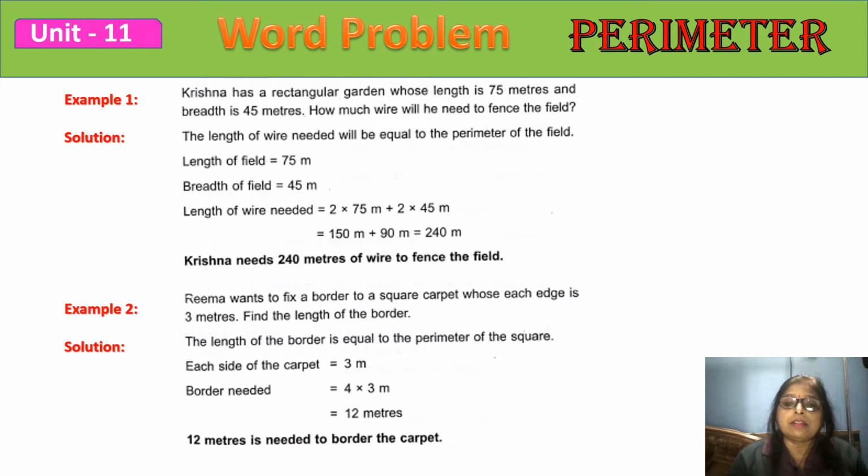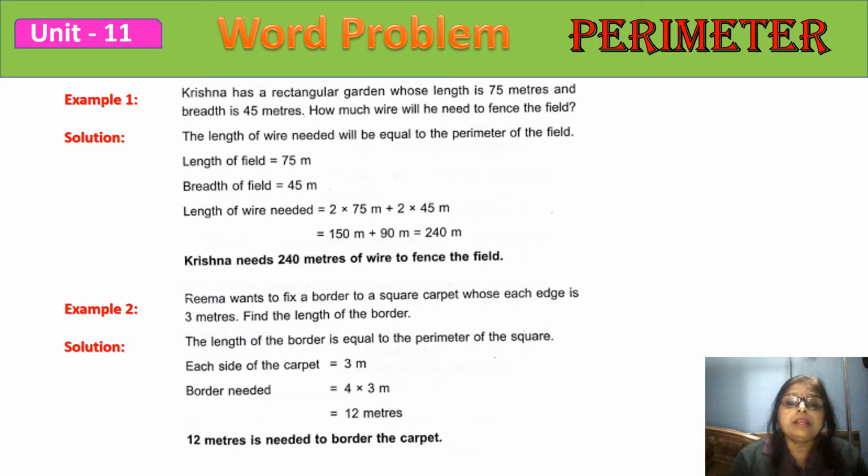Now you add both. Your final answer is 240 meter. So the perimeter of the rectangular garden is 240 meter. So in the answer column, you can write: Krishna needs 240 meters of wire to fence the field.